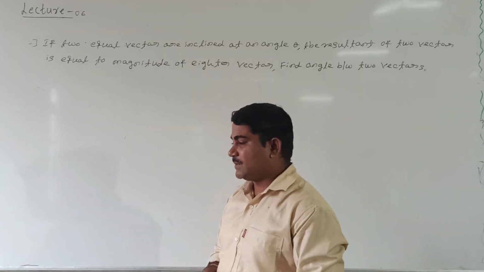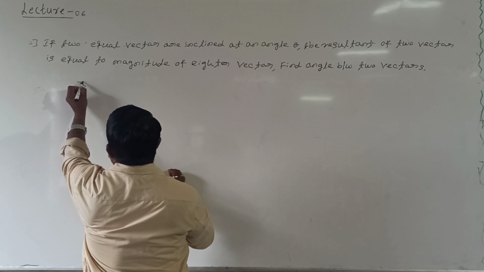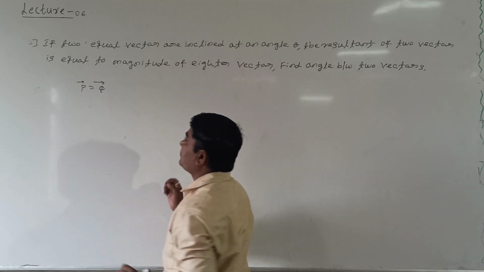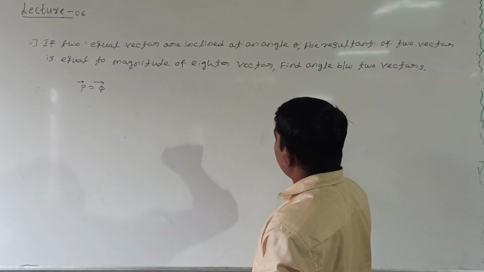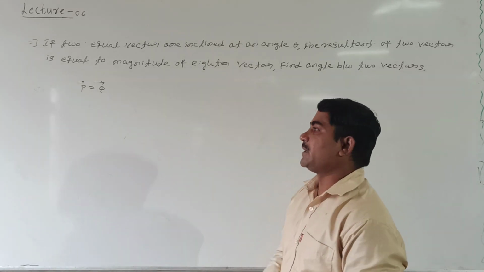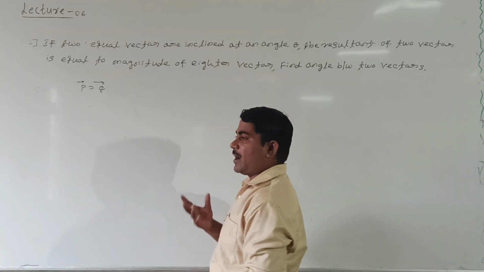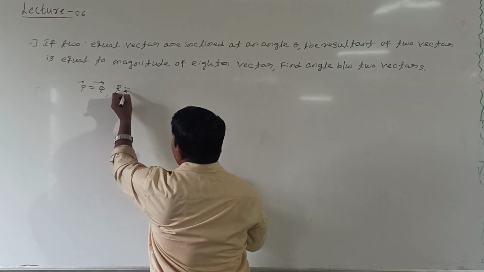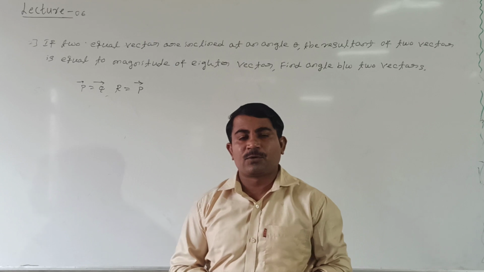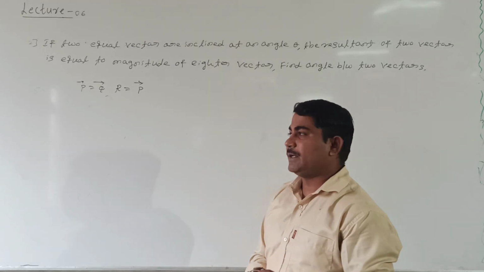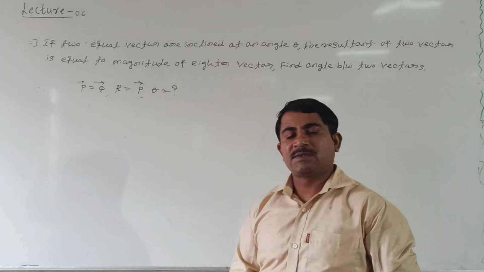Shall I take how this situation is? If two equal vectors are there, shall I take P equal to Q as the two vectors, inclined at an angle theta. The resultant of the two vectors is equal to the magnitude of either vector. Either R equal to P or R equal to Q, no matter. Then what is the angle between the two vectors?